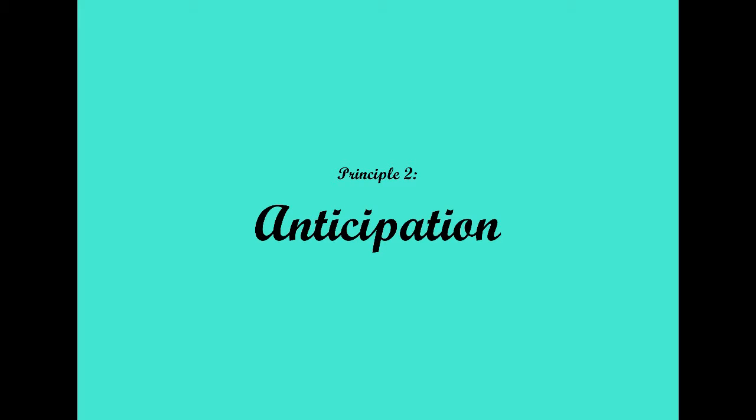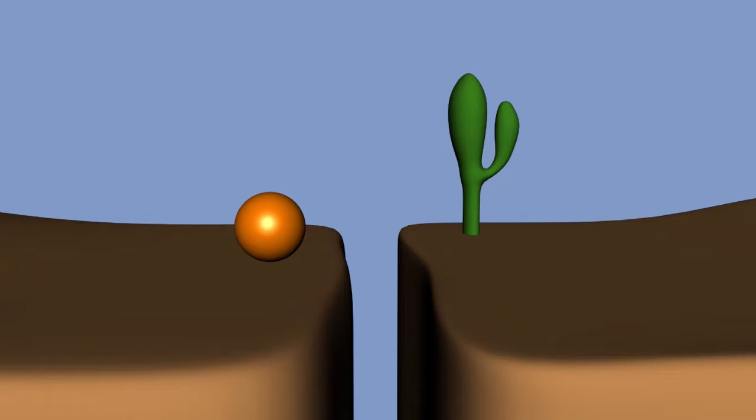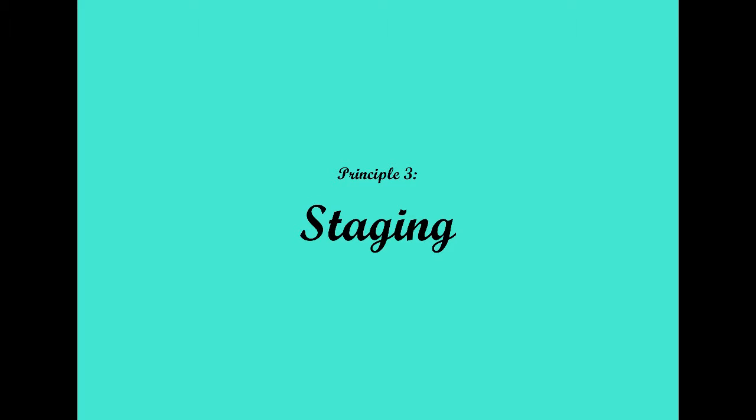when they impact. The second principle is anticipation. This helps to tell the audience what action is about to happen by making a character prepare for it. People do this in real life to create energy, and without it, realism is often lost. Anticipation can even be seen in simple objects such as balls like this one, where it rears back and forward before jumping over the gap.